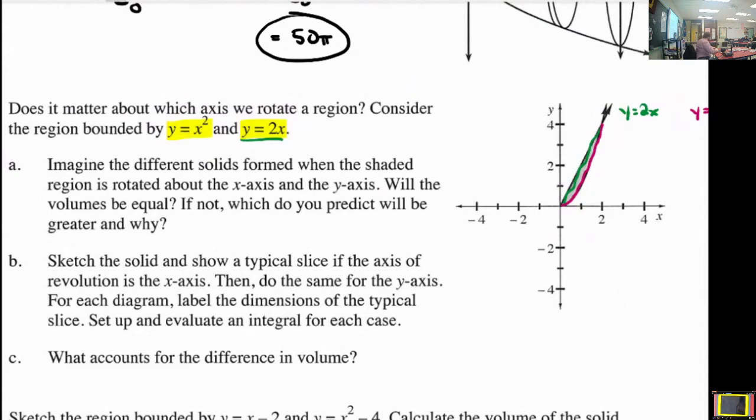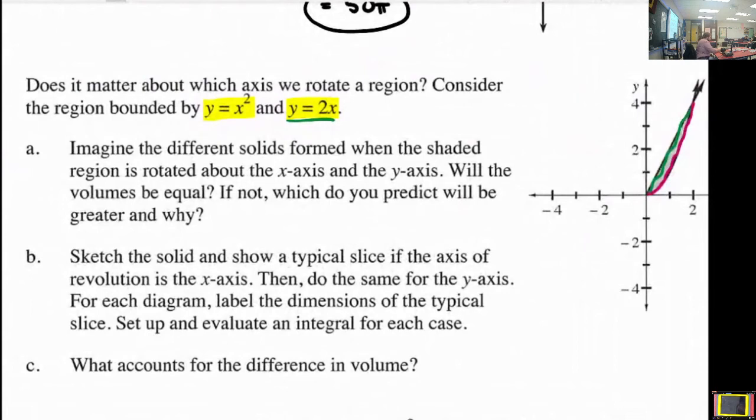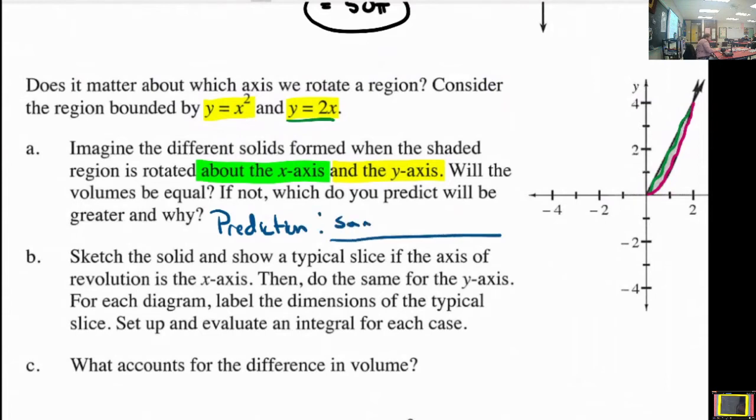That's exactly what question A says. Imagine the different solids formed when the shaded region is rotated about the x-axis and about the y-axis. Will the volumes be equal? And if not, which do you predict will be greater and why? This is a good opportunity for you to make a prediction right now, if you're watching this video after the fact, or if you're in class right now. Will they be the same or different? And if different, which one will be bigger, the horizontal spinny one or the vertical spinny one?